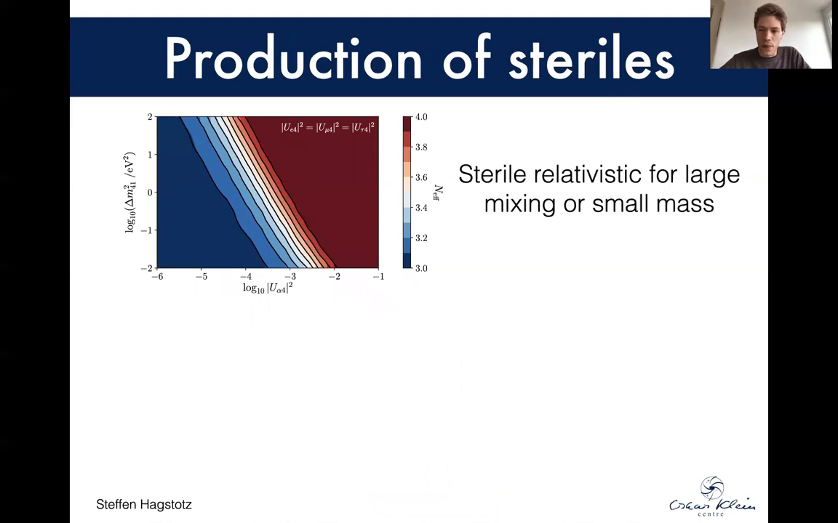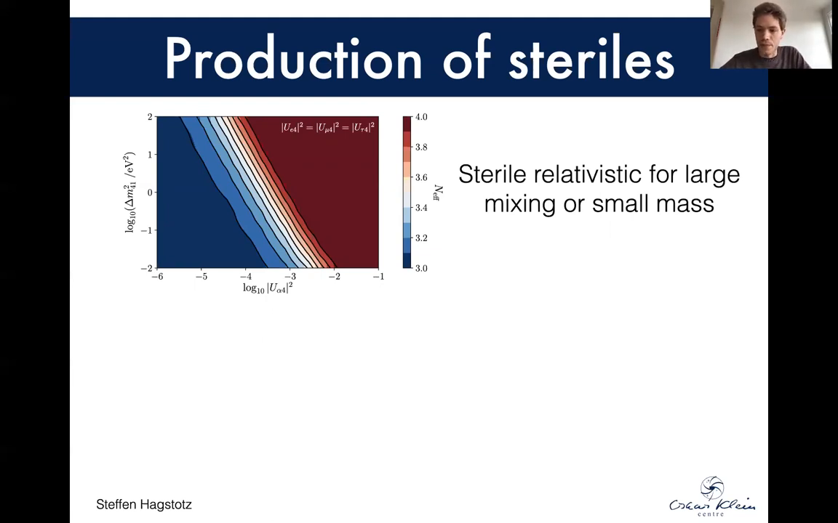Okay, and how does this look if we scan the parameter space of mixing matrix elements and the mass splitting? So for this plot that I show here, I kept all of the mixing matrix elements to all of the different neutrino flavors equal. And you can see that the sterile is a relativistic particle either if the mixing is very large or if the mass scale is very small. And of course, that makes a lot of sense.